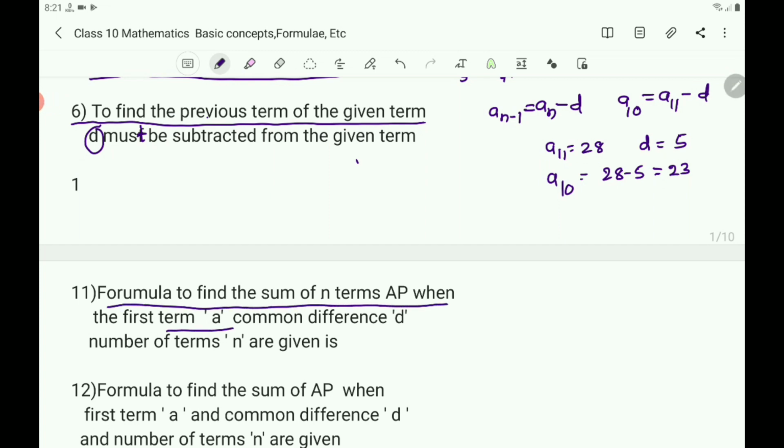Then the formula to find the sum of n terms of an AP, when the first term A, common difference D, and number of terms n are given. What is that formula? S equals n by 2 into 2A plus n minus 1 into D. That is the formula to find the sum of first n terms of an AP when the first term A, common difference D, and the number of terms n are given.